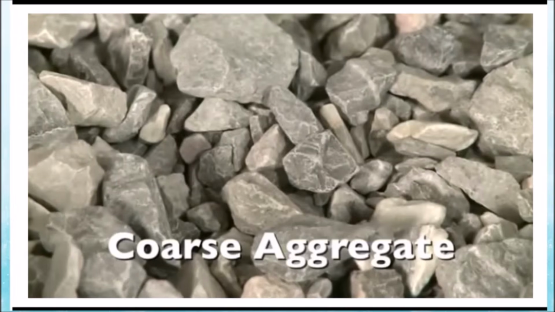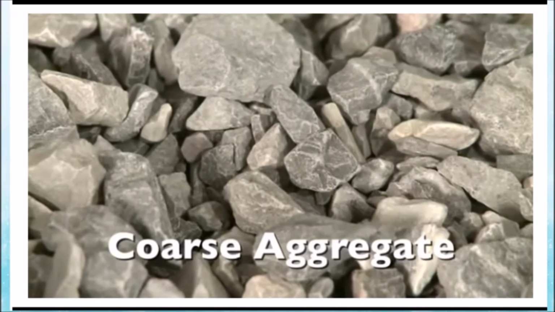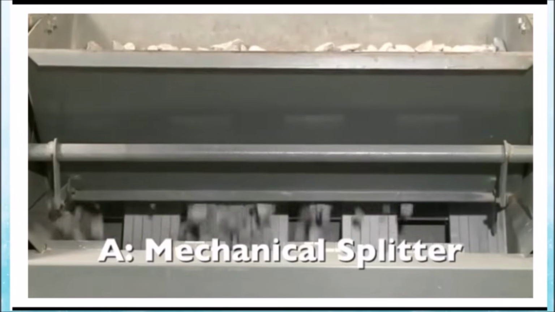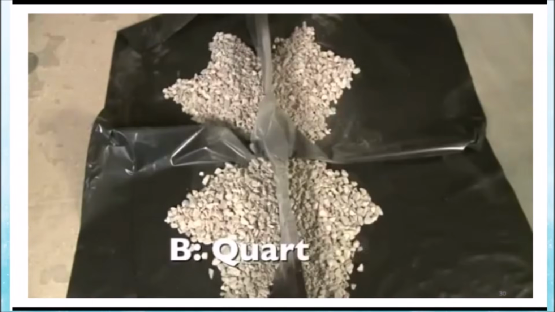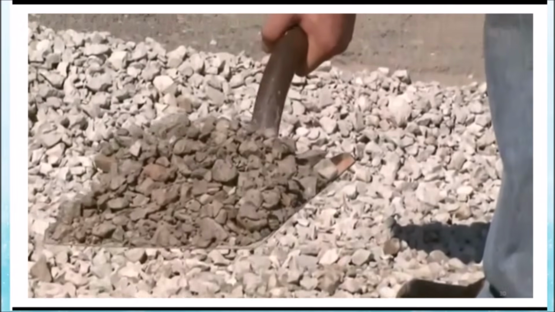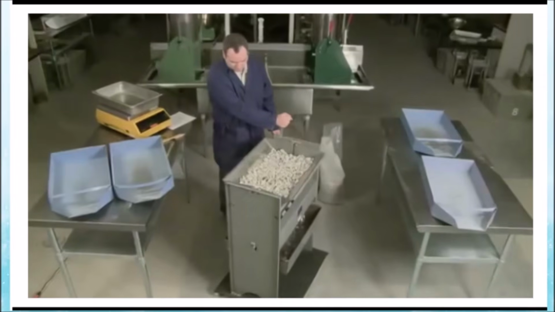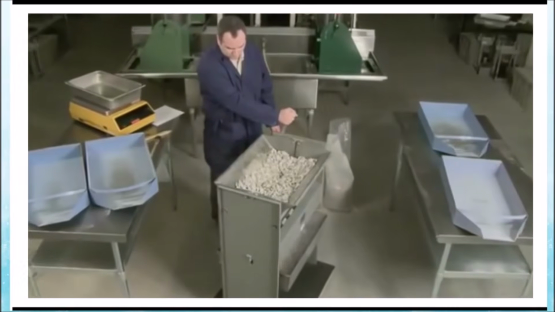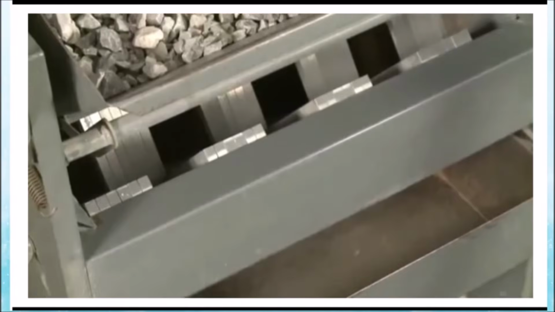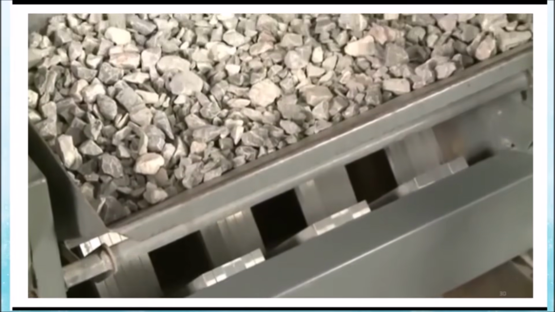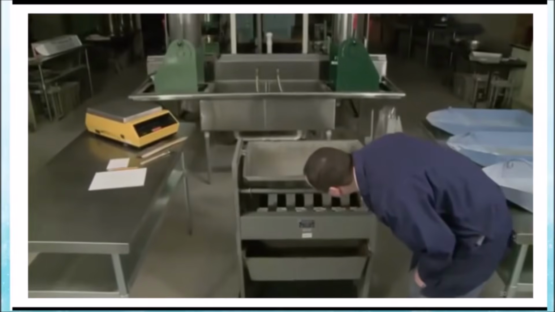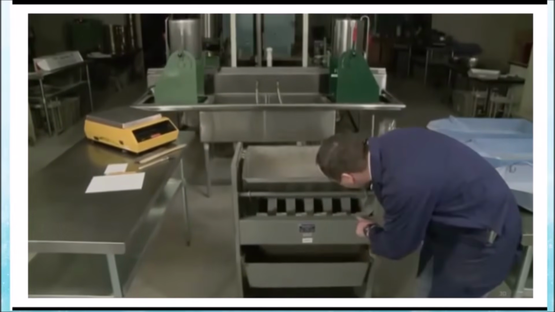Now, we'll reduce a sample of coarse aggregate. Coarse aggregate samples may be reduced using Method A, mechanical splitter, or Method B, quartering. Method C is not suitable for aggregates containing coarse particles. The riffle splitter, used in reducing samples of coarse aggregate, must have an equal number of chutes, but no fewer than 8. Each chute must be approximately 50% larger than the largest particle in the sample.